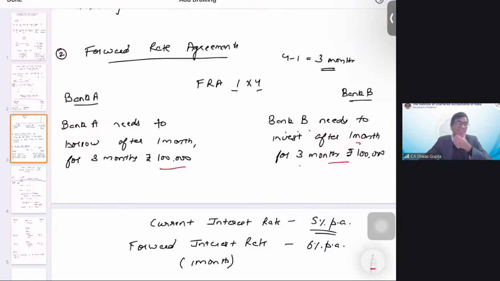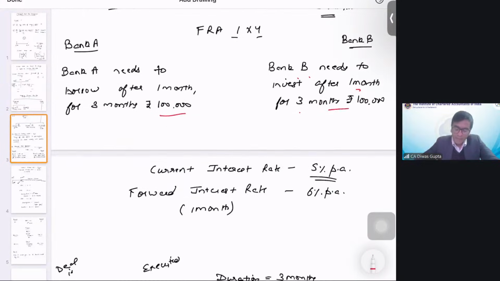Now, there are two, three options to them, right? One, they cannot execute the transaction today because definitely the need to borrow or need to invest is after 1 month. So they can enter into a commitment today. Commitment at which rate of interest will be applicable, right? Commitment that after 1 month the funds will be borrowed and invested respectively. So all these commitments they can make.